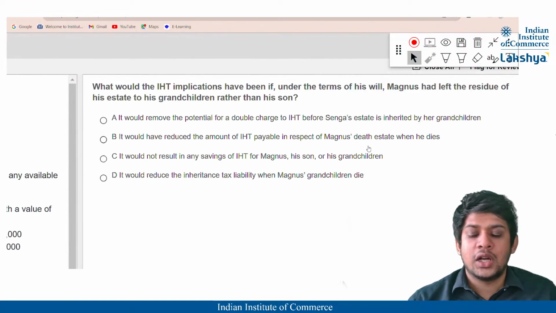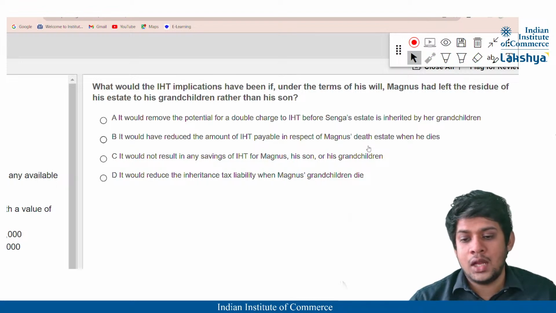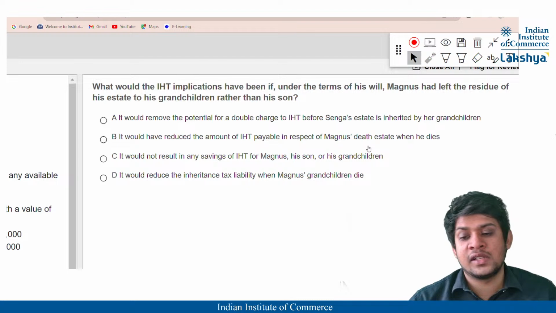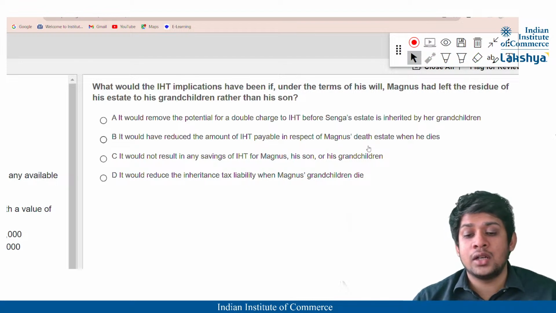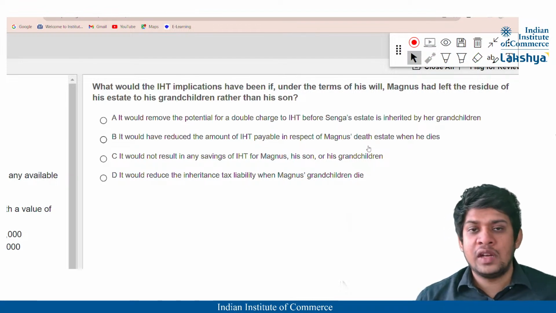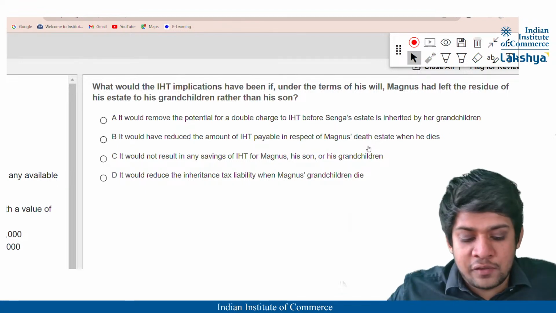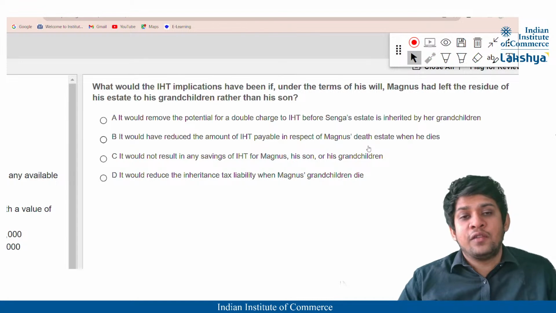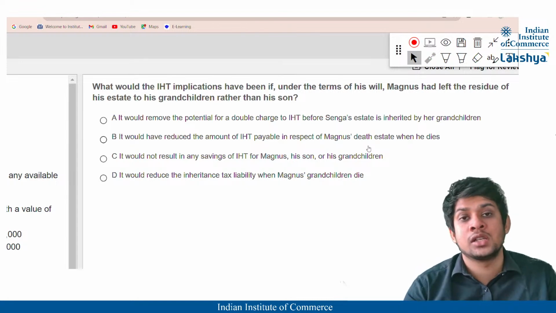Okay, guys. Now let us understand what would have been the IHT implications if, under the terms of his will, Magnus had left the residue of his estate to his grandchildren rather than his son. So if Magnus had left the estate to his grandchildren rather than his son, it is actually beneficial because you are skipping generations here.